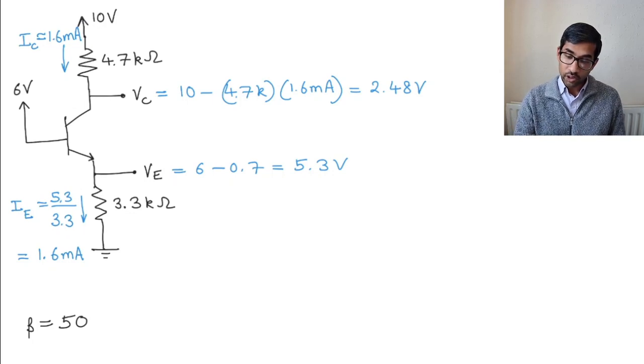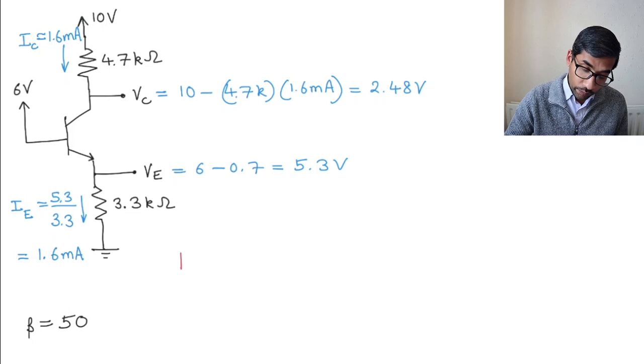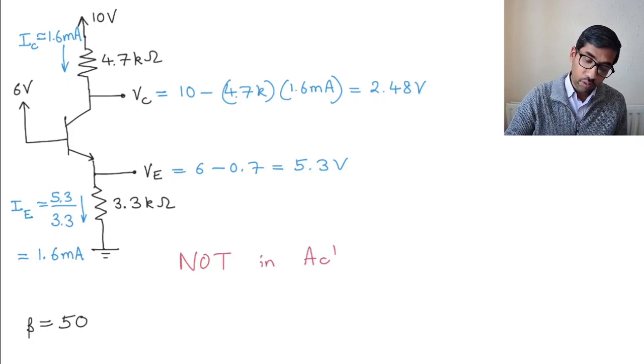If you do the checking, you can see that the base emitter junction is of course all right. That's 0.7. What about the base collector junction? There's 6 volts here and there is 2.48 volts here. So the base collector junction is not reverse biased. It's actually forward biased, right? Because the base voltage is higher than the collector voltage. So this transistor is not in active mode. And therefore, we need to look at this problem again.